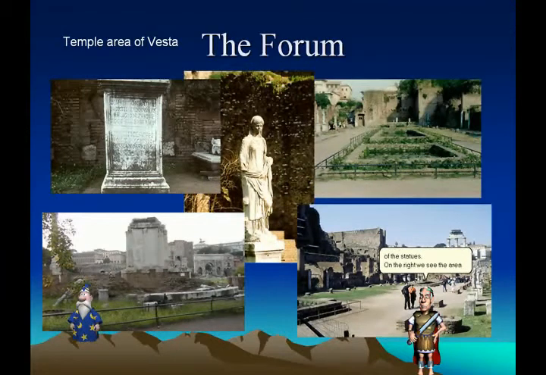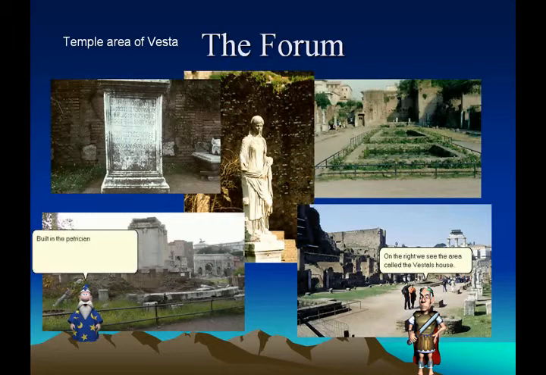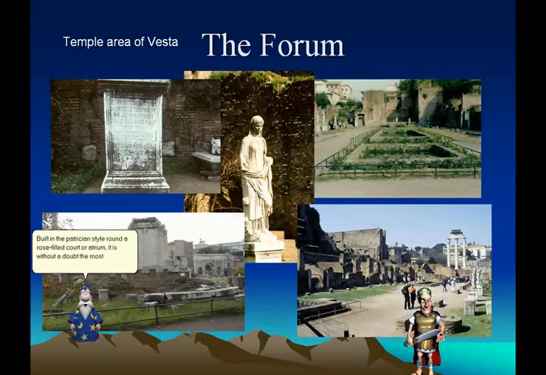On the right we see the area, called the Vestal's House. Built in the patrician style round a rose-filled court or atrium, it is without a doubt the most evocative place in the whole of the forum.